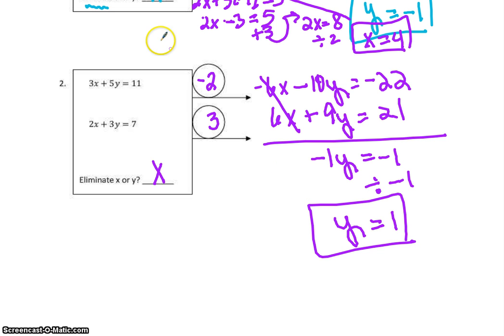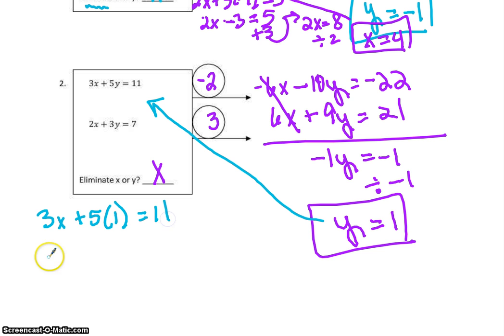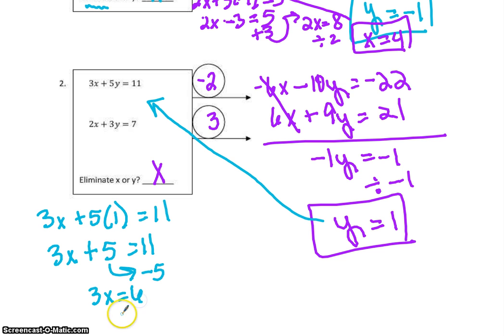You're going to take that answer back up to either of your original ones. I'm going to go to the first one. 3x plus 5, and instead of y, I'm going to say times 1, equals 11. So 3x plus 5 equals 11. Bring your 5 over and subtract. 3x equals 6. Divide by 3, x equals 2.